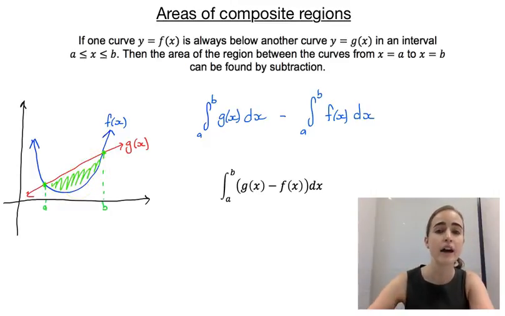So we don't have to do that as two separate integrals though, we can put it together. So we're going to go the integral from a to b of g of x minus f of x dx. So you're going to subtract one function from the other first and then integrate. Sometimes that makes it a little bit easier.